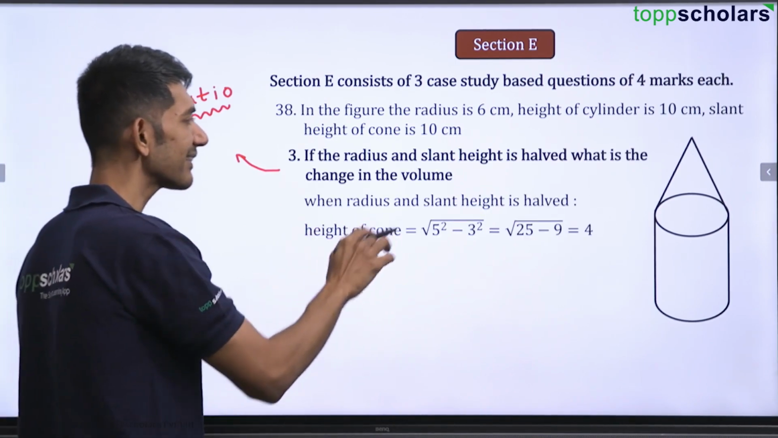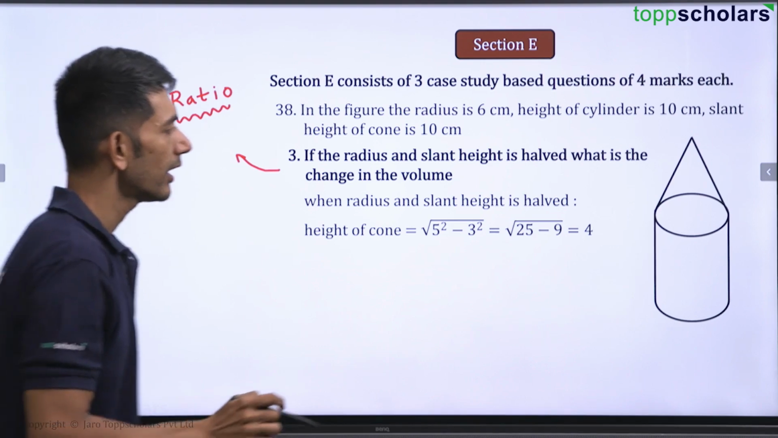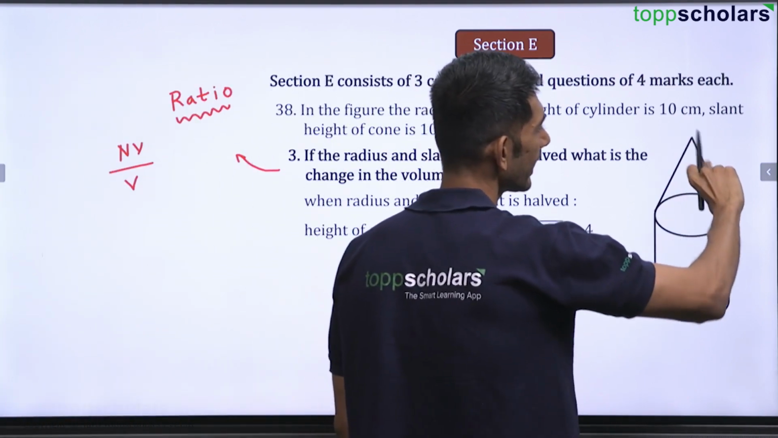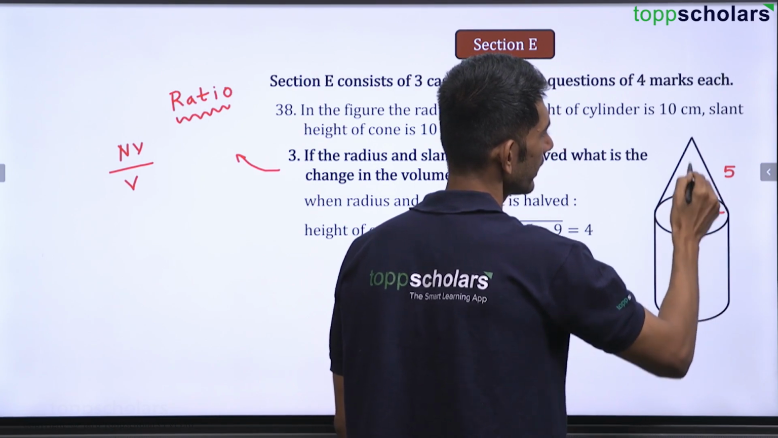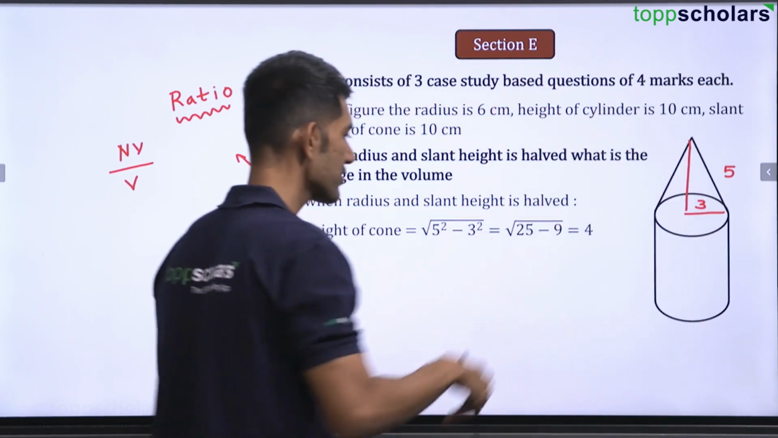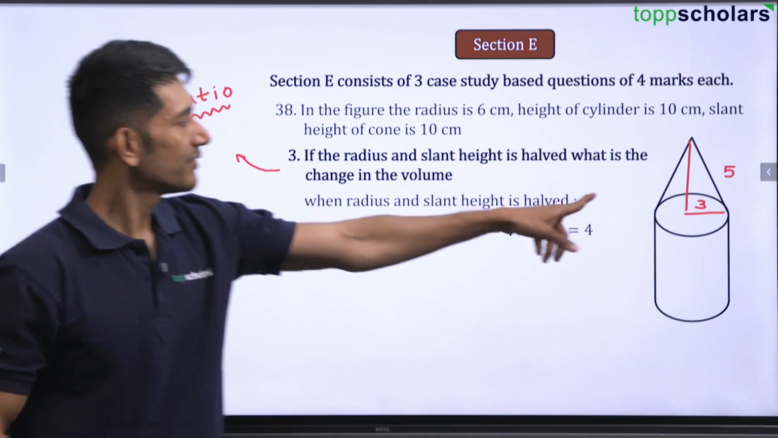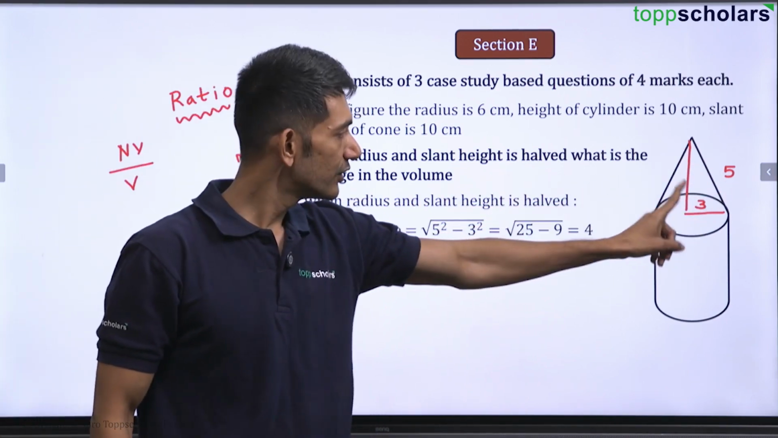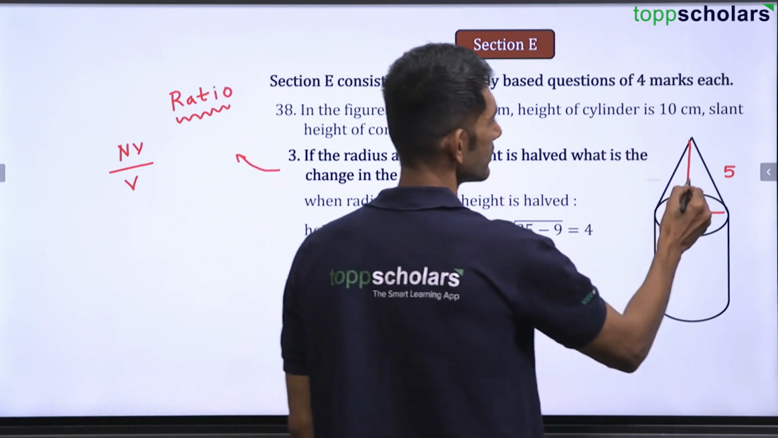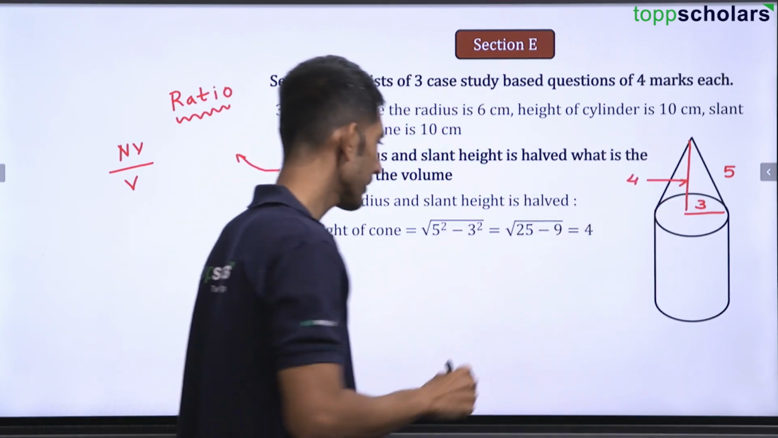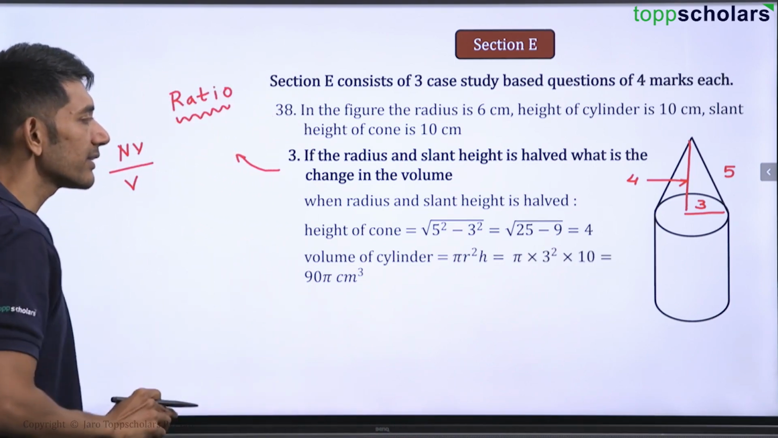Now the radius and the slant height is halved. Understand? So slant height becomes 5, radius becomes 3. So can I say this height will also change? This was 10, it became 5. This was 6, it became 3. Now this height will become 4. Correct?